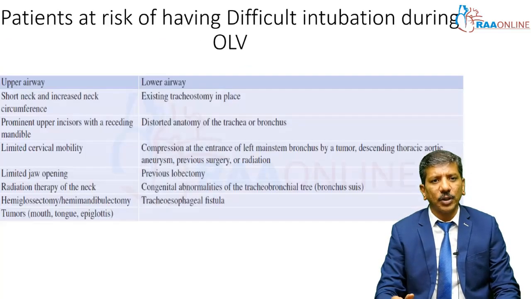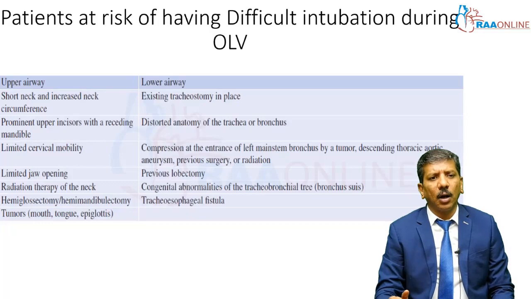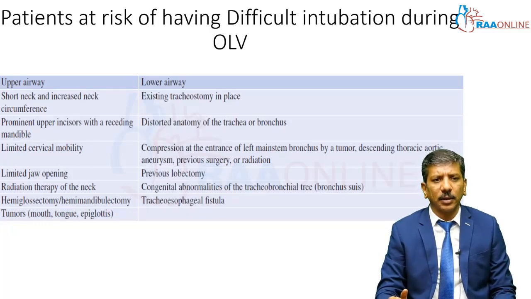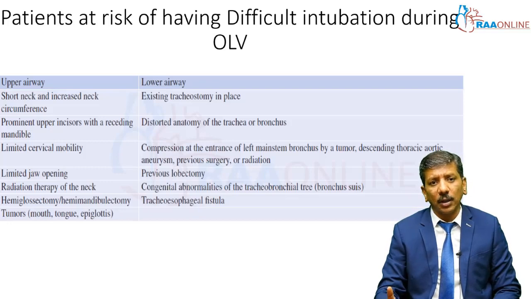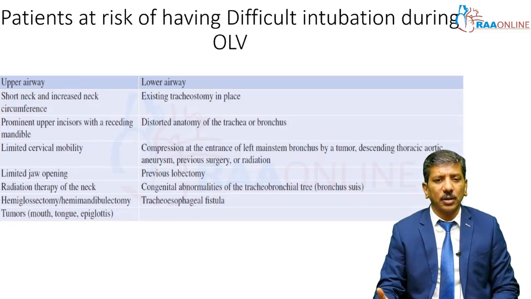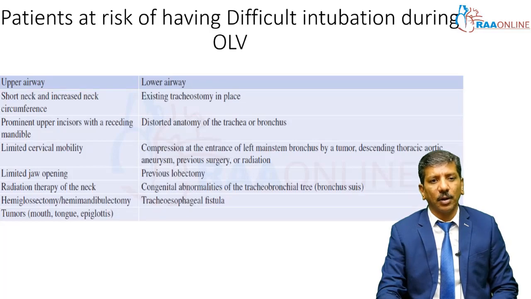First, we should know which patients give trouble. As for intubation, like any other condition for upper airway intubation with a normal endotracheal tube, a short neck, prominent upper incisors, limited cervical mobility, limited jaw opening, or previous radiotherapy or tumors, you will get difficulty in intubation. But what are the lower airway problems which give trouble for one lung isolation? Existing tracheostomy, distorted anatomy of the trachea or bronchus, compression of the entrance of the left main bronchus by a tumor or descending thoracic aortic aneurysm, previous lobectomy, or congenital conditions like tracheoesophageal fistula can give trouble for isolating the lung.